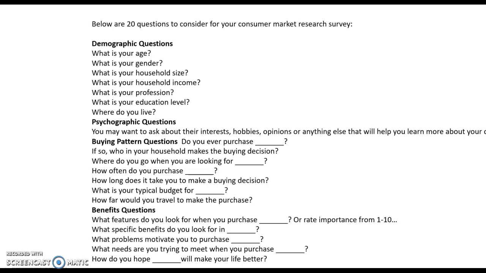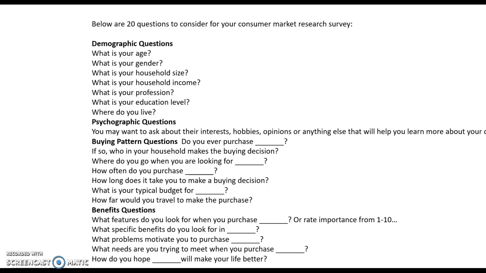Psychographic, you may want to ask some of those, probably not on your survey. Buying pattern questions is typical. Do you ever purchase shampoo? Okay, you don't say Head & Shoulders. It is never mentioned here. At the very end it's mentioned, but not until then. So you're just trying to find out how they interact with the category. Do you use it? Do you purchase it? What's important to you when you buy it? Why do you choose one brand over another?